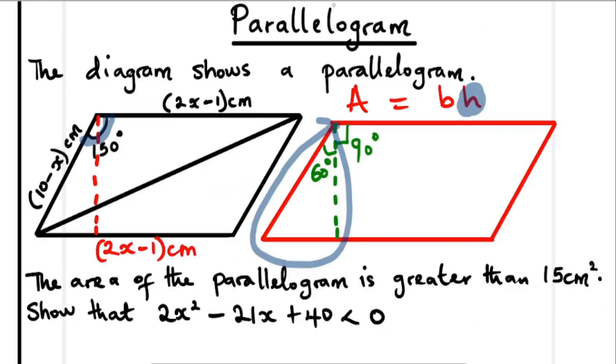So going back to the original diagram, we've been able to get our height. So height is 1 over 2 of 10 minus x. So now that we've been able to get our height, let's go back to the question.